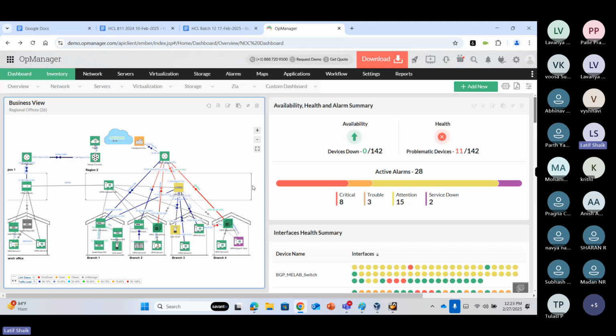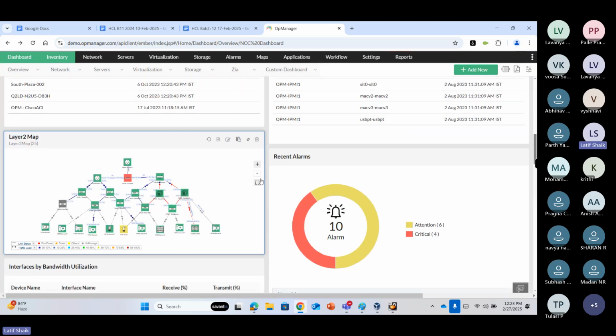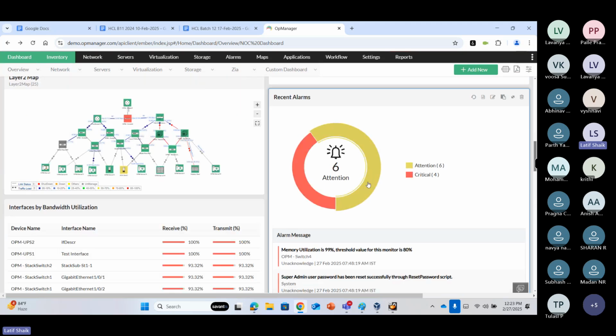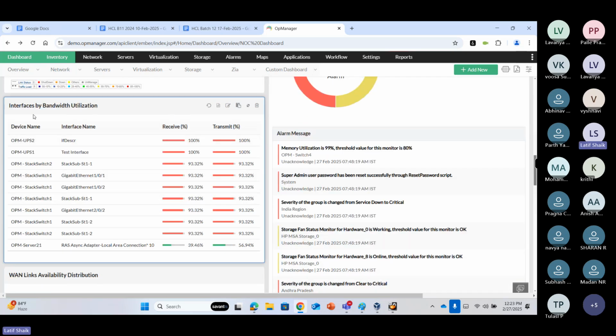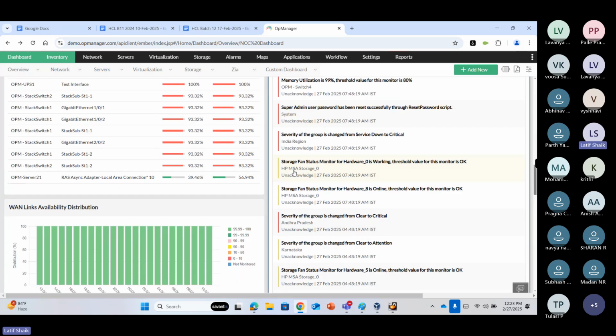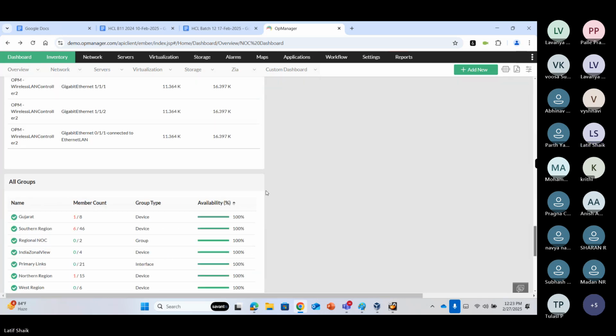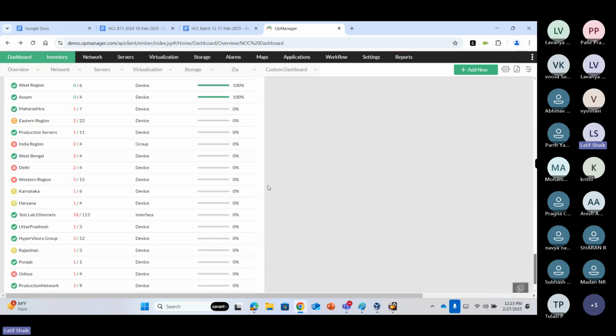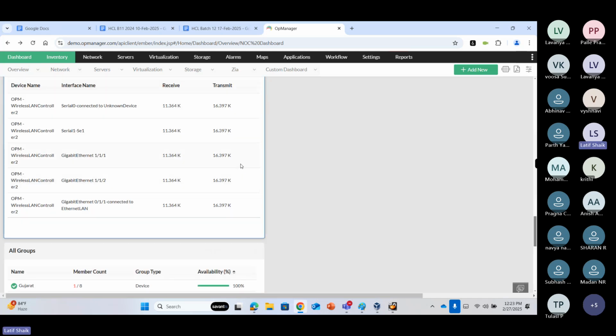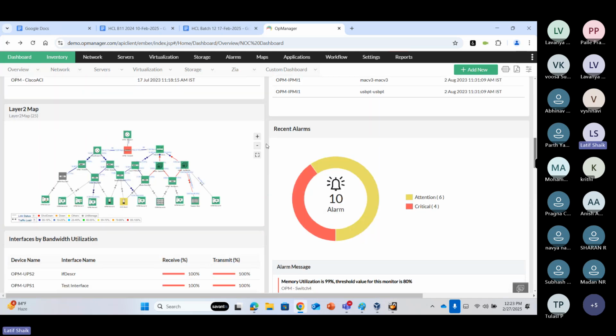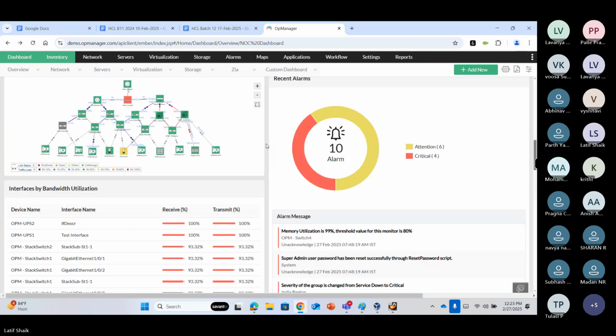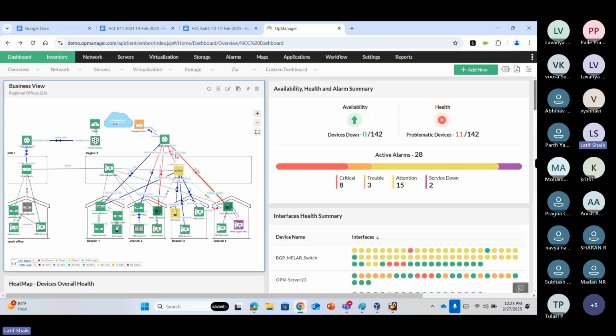In this dashboard you can see alarms are generated. Critical is showing 4 alarms generated in red color. Some bandwidth utilization is more than 90%, see 93% to 100% utilization. Different issues have occurred. For example, the device list. Maybe you can see in this one, this suddenly changed to red color.